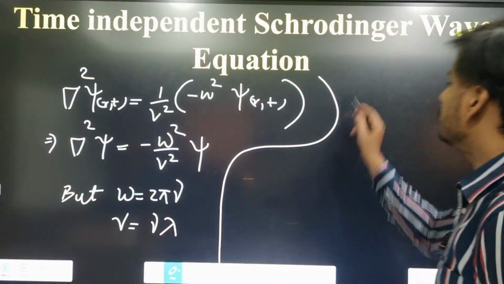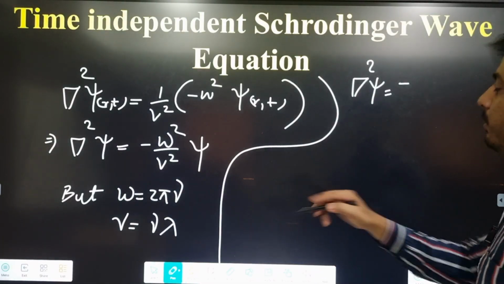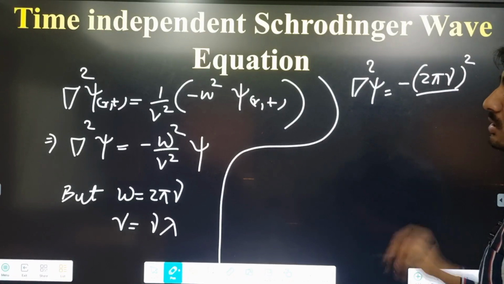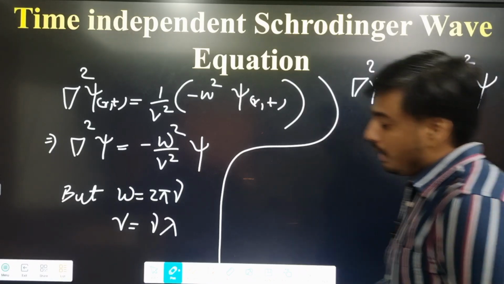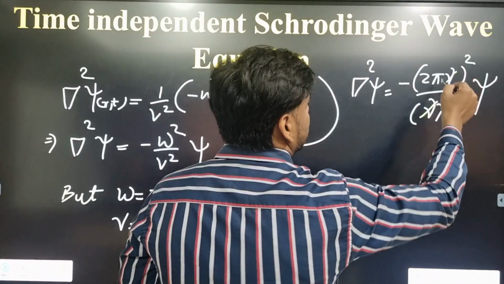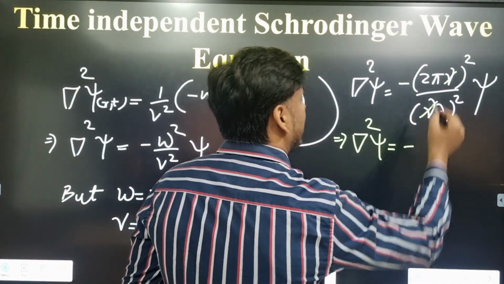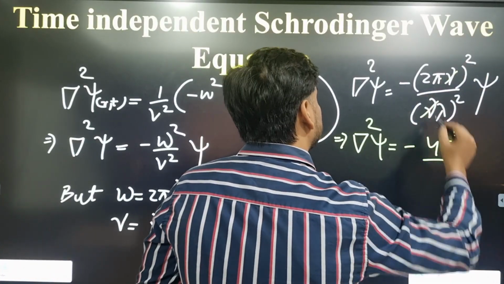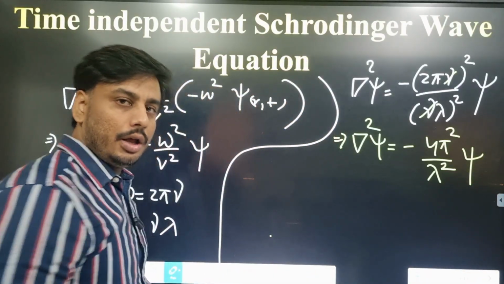So if we use that here, we get del square psi, which is equal to, negative sign is there, in place of omega we can write 2 pi nu square, in place of v we can write nu lambda square, and psi. Now you can see we can cancel nu square, so this will be del square psi equal to minus 2 pi square, so 4 pi square, here we have lambda square psi. Clear?